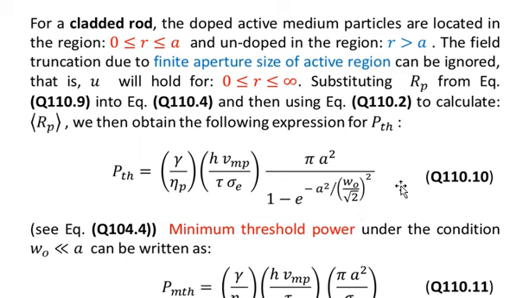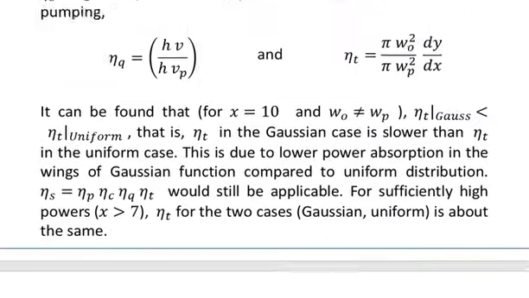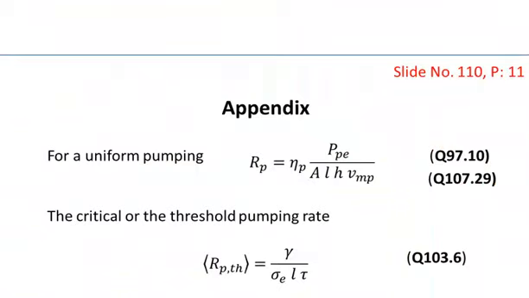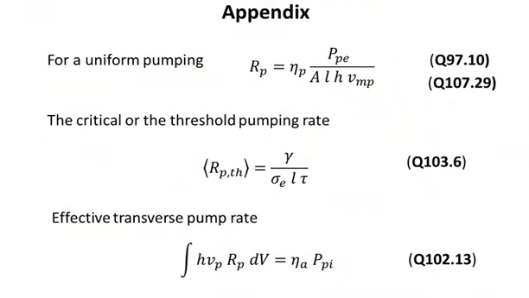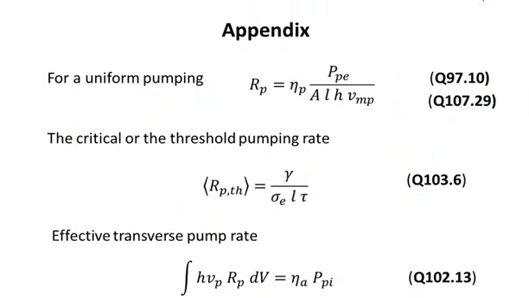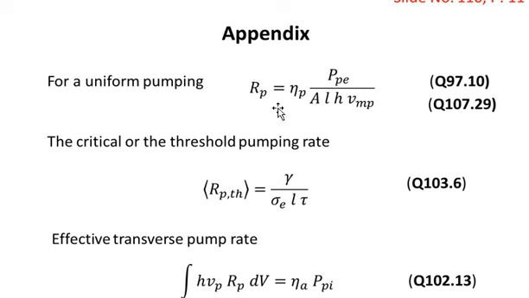So you see that we have also discussed this equation, but I am going to show you the derivation of this equation using the appendix. For the transverse pumping, we have this relationship. For uniform pumping, Rp is equal to eta P times PPE over A into L into h nu mp. I have explained this equation.